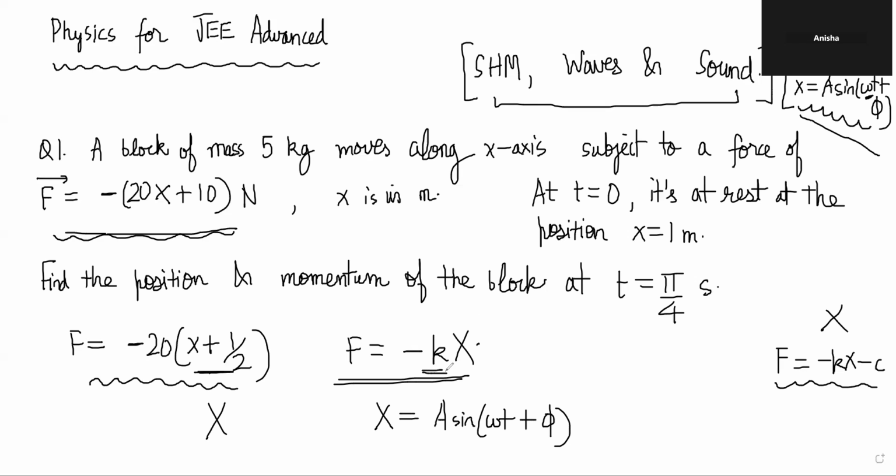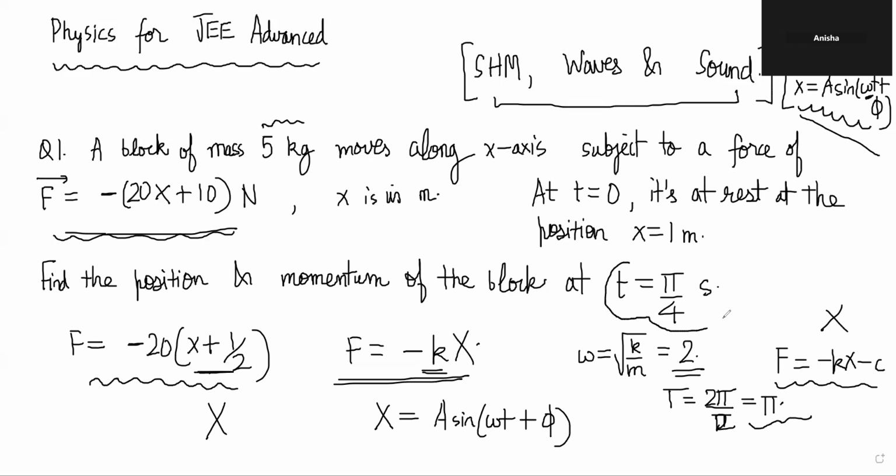We can find K also easily, no issues in that because mass is given, right? Omega we can basically find as root K by M. So 20 by 5 is 4, so omega is 2. Now once you know omega, you know time period, right? 2 pi over 2, so it is pi. Pi is the time period, and this time is 1/4 of a time period, right? Also in the beginning, where is it? It is at x is equal to 1, right? So capital X would be what? 3 by 2.